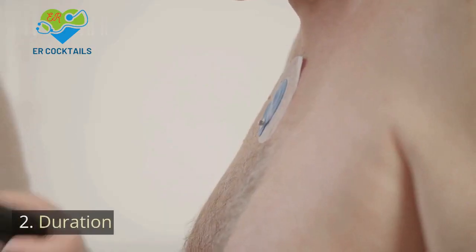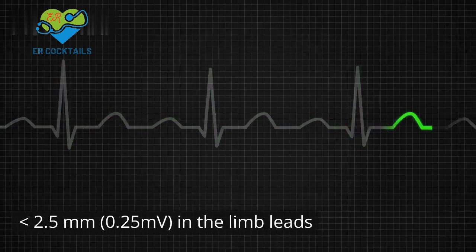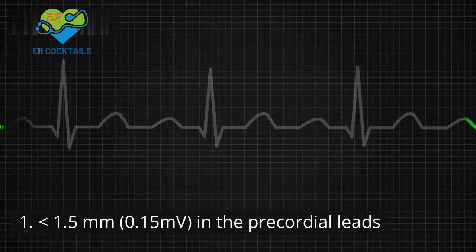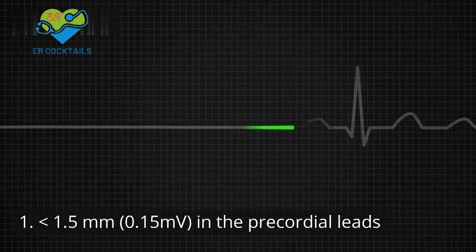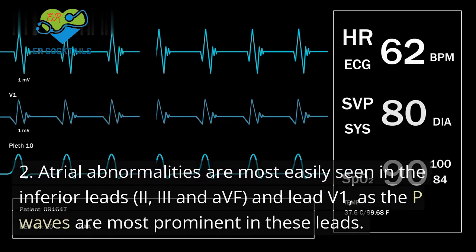2. Amplitude. Less than 2.5 millimeters, 0.25 millivolts, in the limb leads. 1. Less than 1.5 millimeters, 0.15 millivolts, in the precordial leads. 2. Atrial abnormalities are most easily seen in the inferior leads, 2, 3 and aVF, and lead V1, as the P waves are most prominent in these leads.